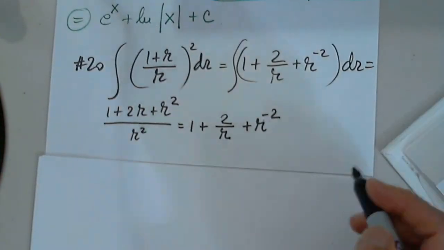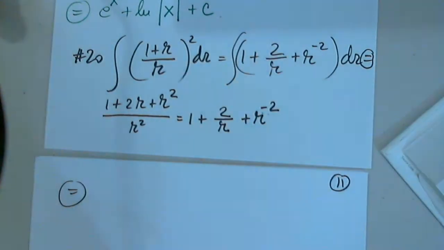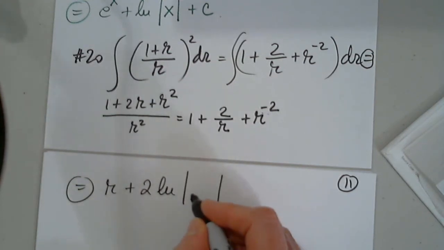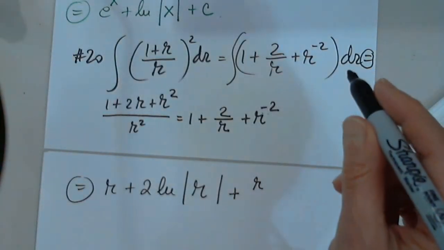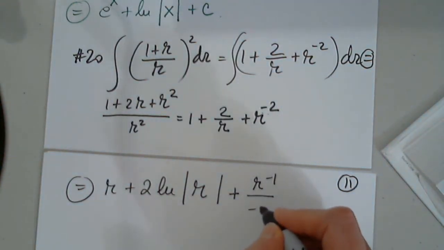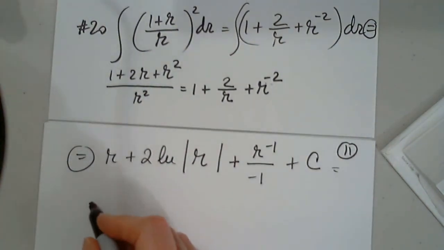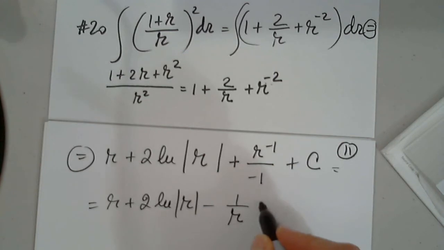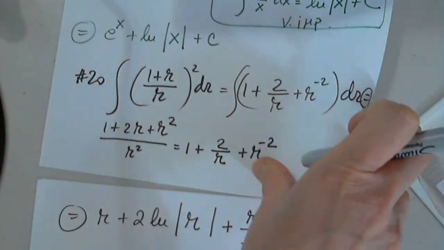And I can write at this point the integral, so I'm continuing here, so you know where it is. R plus 2 natural log of the absolute value of r plus r to negative 2 plus 1 over the same number plus a constant c. So r plus 2 natural log of the absolute value of r minus 1 over r plus a constant c. When you differentiate this, you have to get this function. Otherwise, the answer is incorrect.